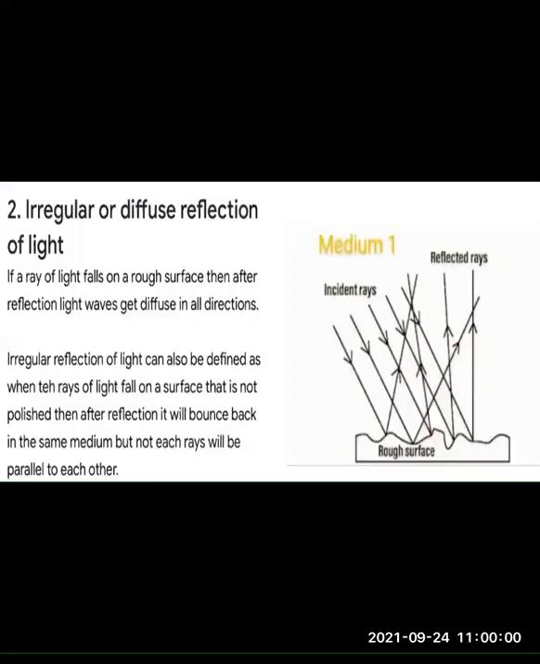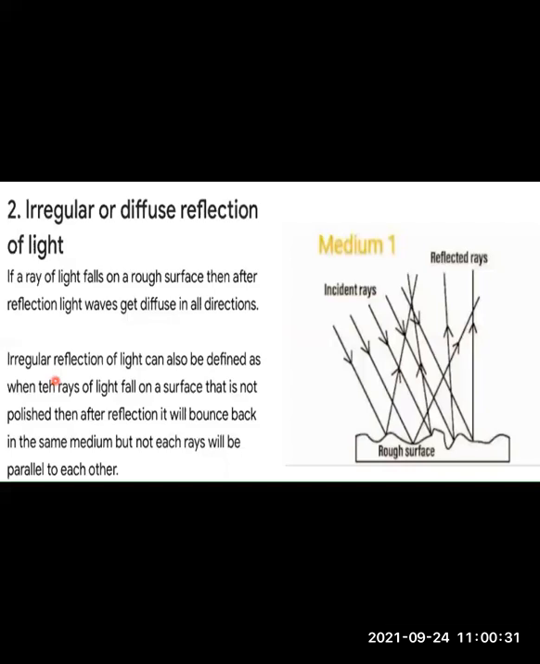The next type of reflection is called irregular reflection. In irregular reflection, what is happening is if the ray of light falls on a rough surface, then after reflecting, the light waves get diffused in all directions. Unlike regular reflection, here after reflection, the reflected rays will be distorted. They will be moving in all possible directions.